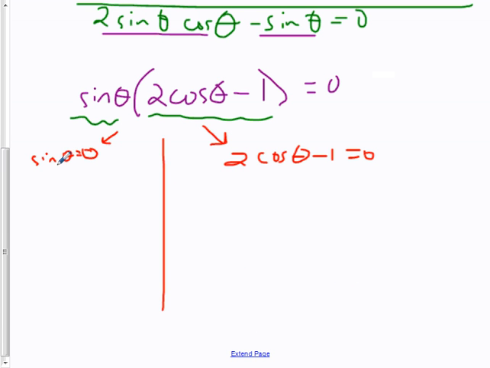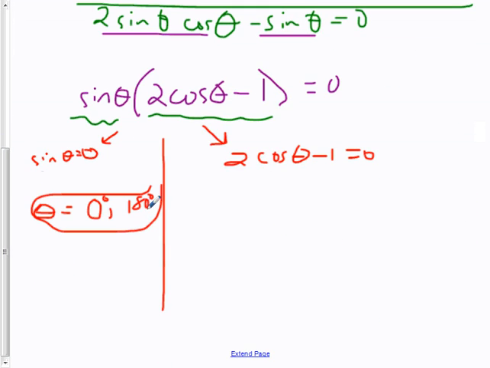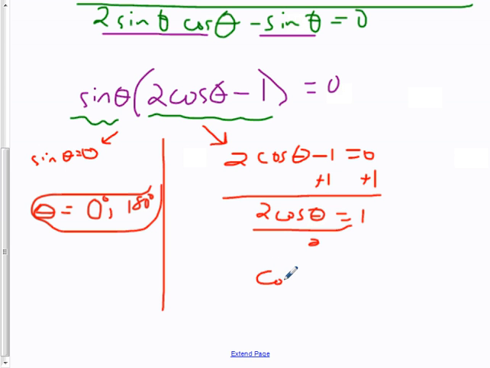That's the easy one. What makes sine equal 0? Hopefully, that's a unit circle question. You remember that it's 0 and 180 degrees. So that's our first set of solutions. The second set now, well, I'll double check. Okay, right interval, 0 to 180. That's good. So this one gets the cosine by itself, which means we're adding 1 and then dividing everything by 2. So you get cosine theta equals 1/2.